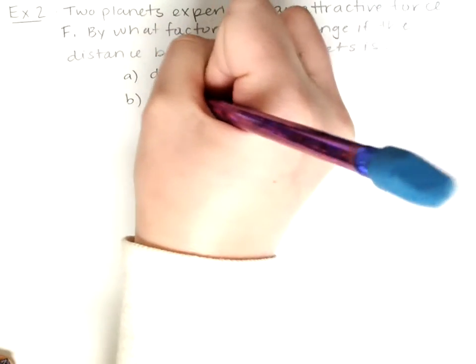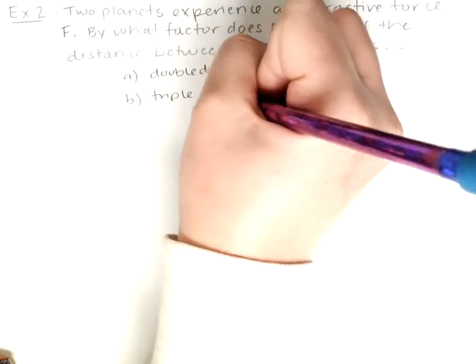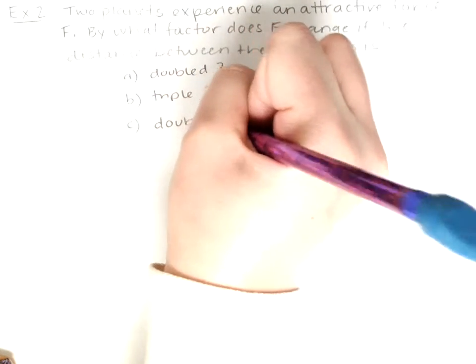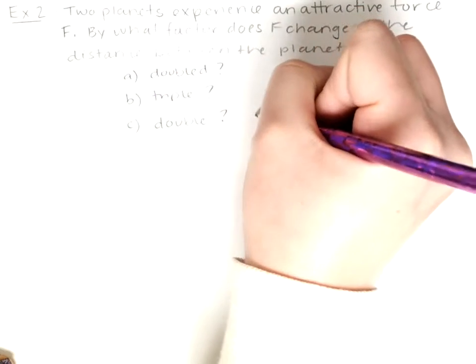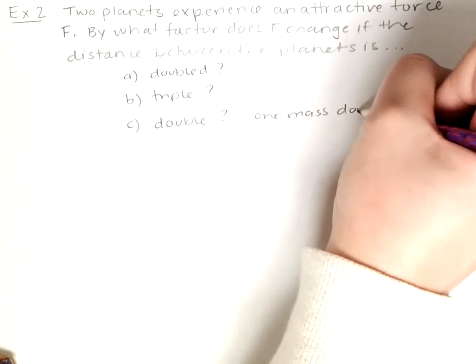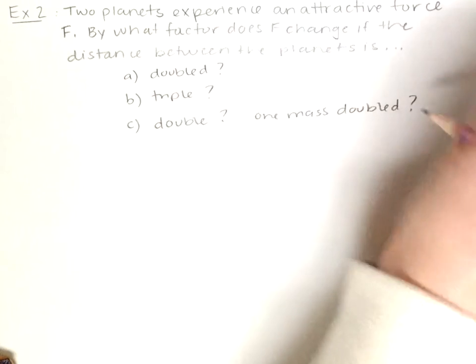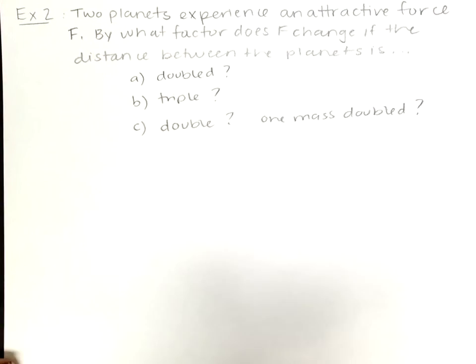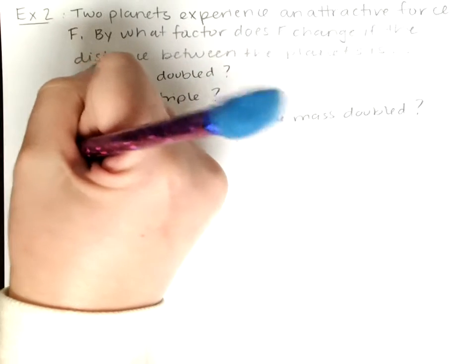So if we were to double the distance, triple the distance, or double the distance and one mass is doubled as well. Okay, so let's go ahead and solve these one at a time. These are factor change problems, so we want to make sure that we write down the change first.